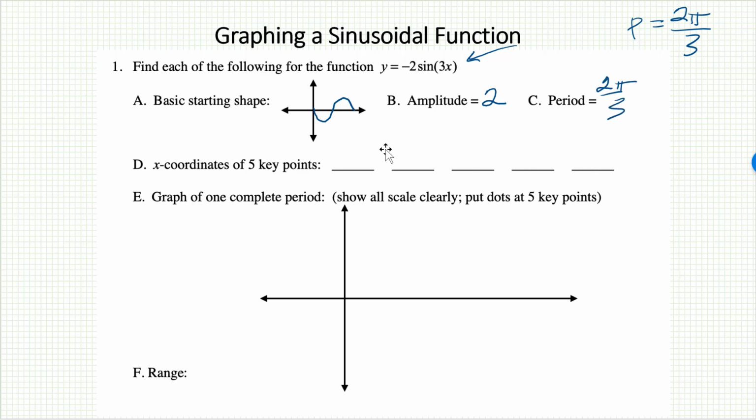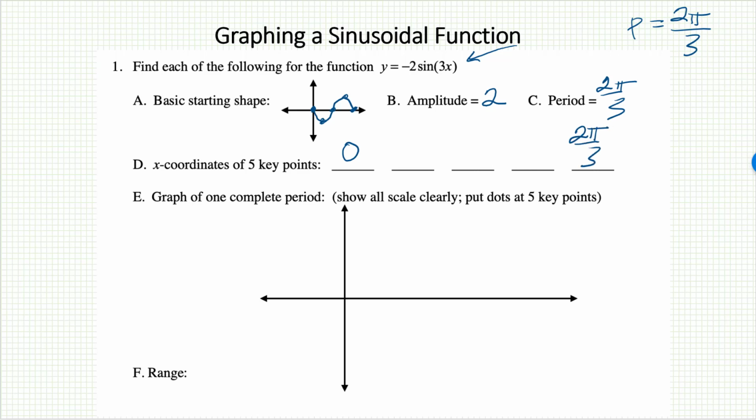Now let's write down the x-coordinates of our 5 key points. I know I'm going to draw this: it goes middle, low, middle, high, middle. Let's write down what our x-coordinates will be. I know I'm starting at 0. That's where the first one is. And I know I end at the period. That's where the last one is.